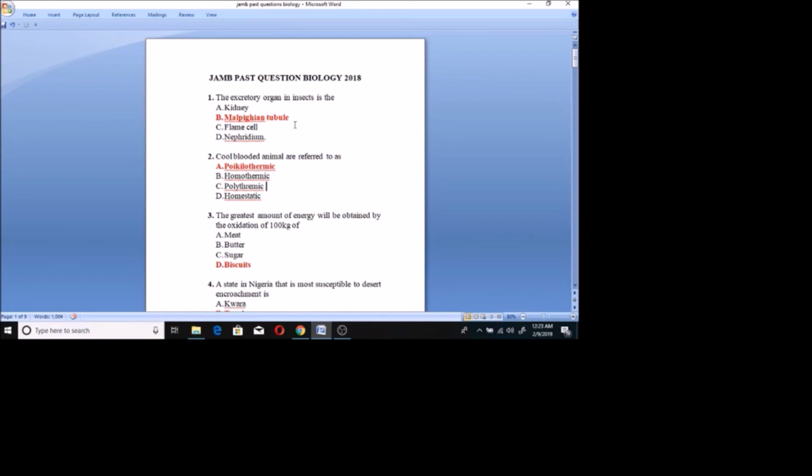Cold-blooded animals are referred to as poikilothermic. So poikilotherms are the cold-blooded animals. Another word for a cold-blooded animal is poikilotherm. They are said to be poikilothermic, and it has to do with how they control their body temperature as against the environment.